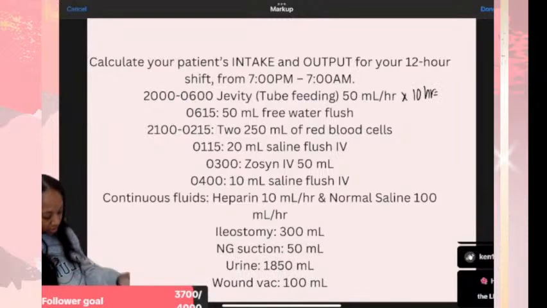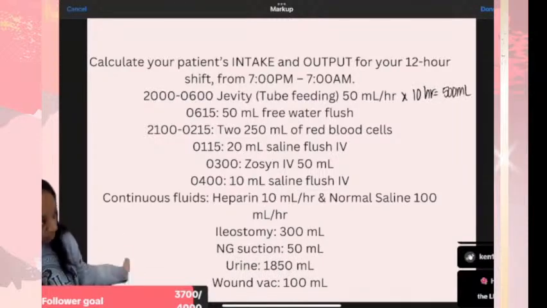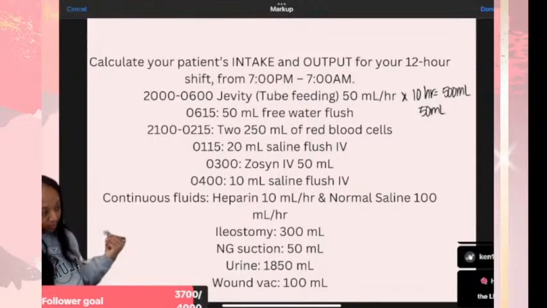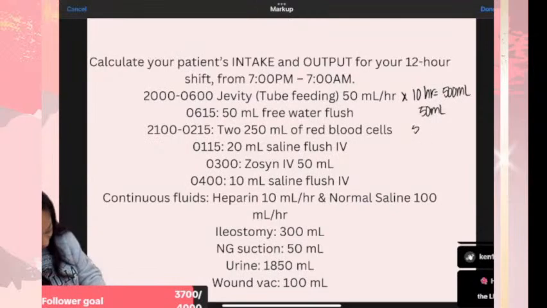10 hours. So that's going to be what, 500 mLs? Okay. And then 50 milliliters of free water flush. So that's 50. And then from 9 to 2:15, you give 2 infusions of red blood cells. So that's going to be 500 milliliters.